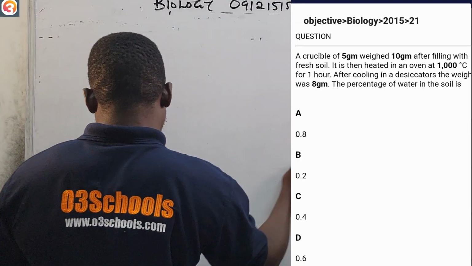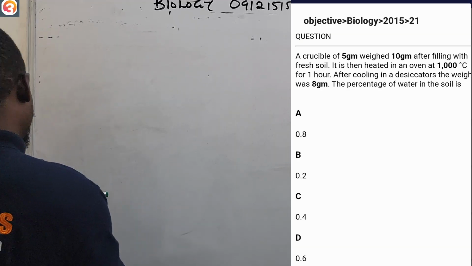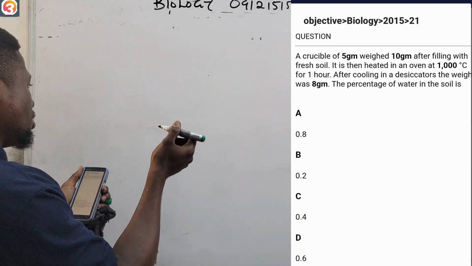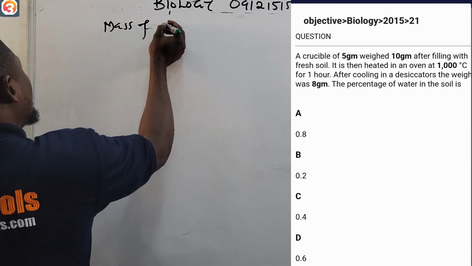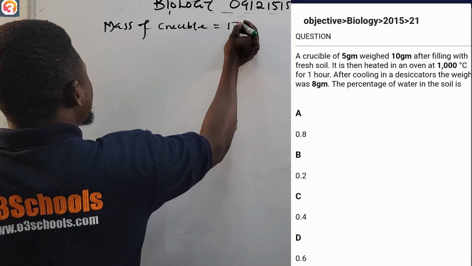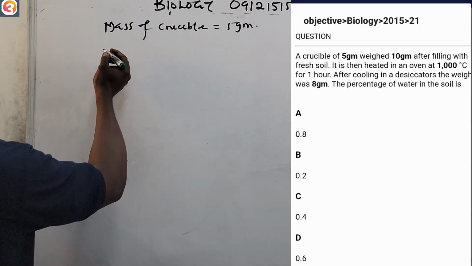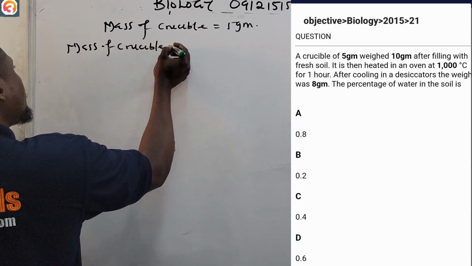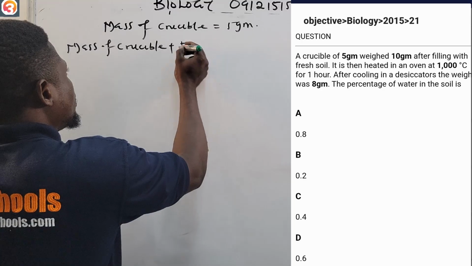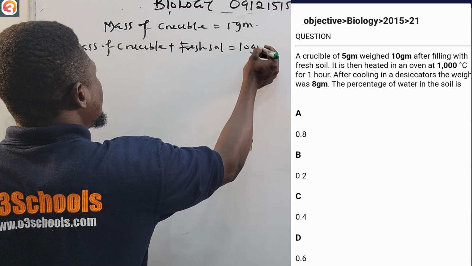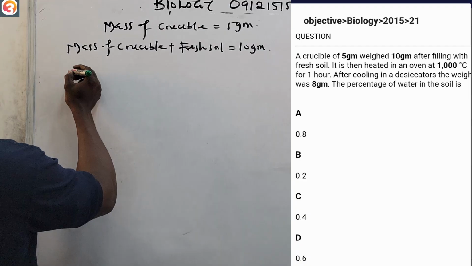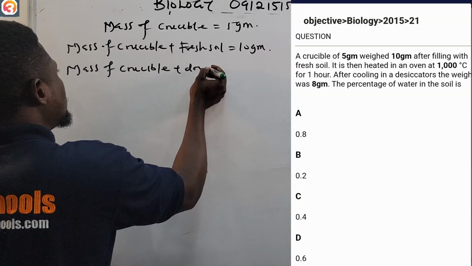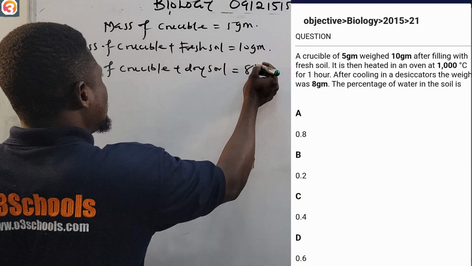2015 number 21 says a crucible of mass 5 grams weighs 10 grams after being filled with fresh soil. The mass of the crucible alone is 5 grams. We're then given the mass of crucible plus fresh soil to be 10 grams. Then we're given the mass of crucible plus dry soil, that is after heating, as 8 grams.